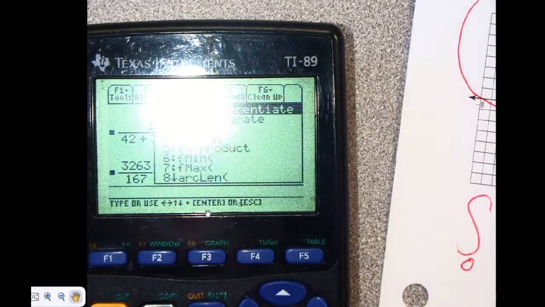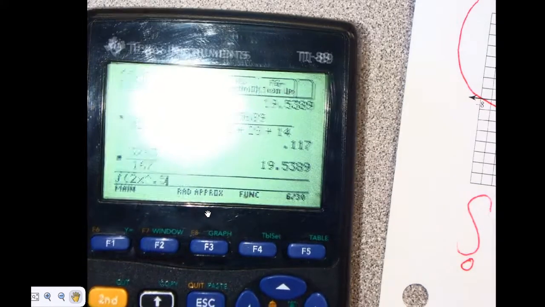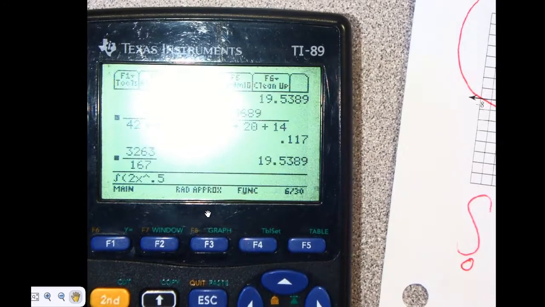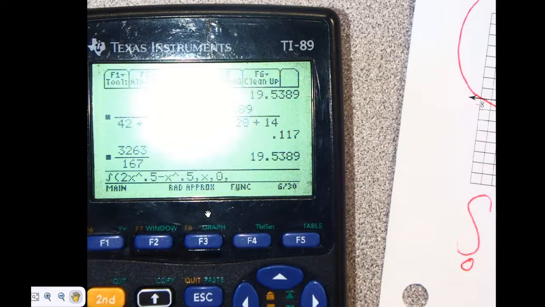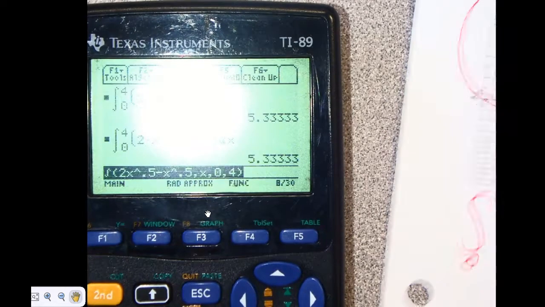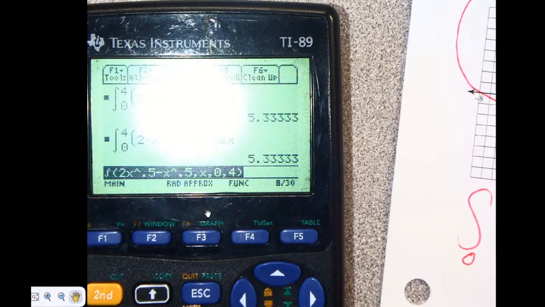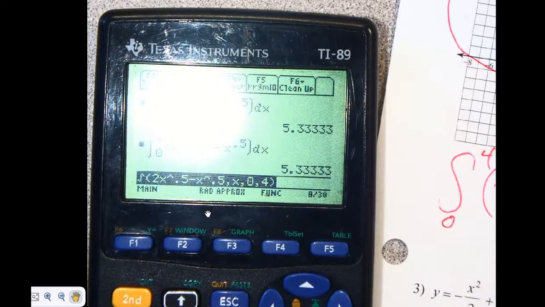I apologize. So, I would do 2x to the 0.5. I think it's probably easier than 2. It doesn't matter. 2x to the 0.5 minus x to the 0.5, comma x, comma 0, comma 4. I get 5 1/3. You also get 5 1/3. 16 over 3, same thing.